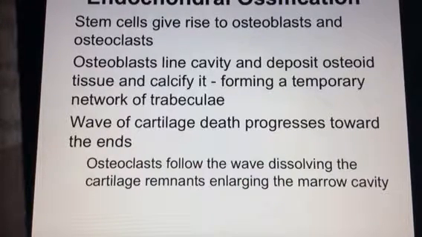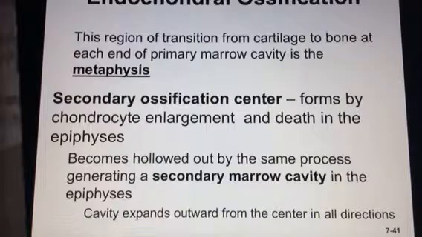So stem cells give rise to osteoblasts and then osteoclasts, which we've already talked about in the previous video. Those osteoblasts line the cavity, help deposit tissue to make it calcified. And then that cartilage, as it dies, it progresses towards the ends, kind of pushing it towards each end. So the secondary ossification center is formed by those large chondrocytes and the death in the epiphysis. So it's going to happen basically as the same process, but it's making a little smaller secondary marrow cavity, and it's happening in the epiphysis.